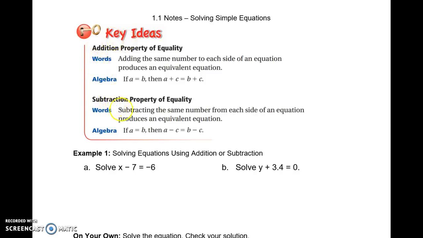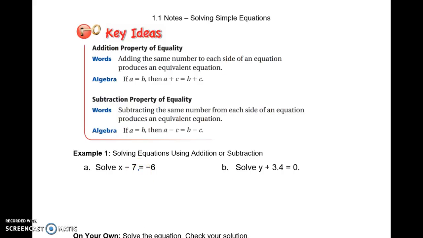Basically what the addition and subtraction property of equality are stating is that if you're going to add something to one side of an equation, you have to do it to both to keep equivalent equations. You can't just do something to one side of the room, give one side of the room homework and not the other. That's not fair. So you have to do everything equally and fairly.